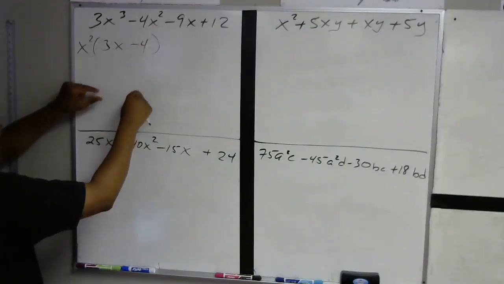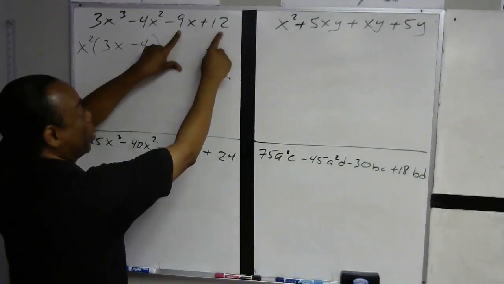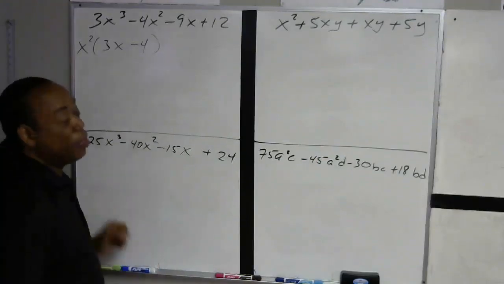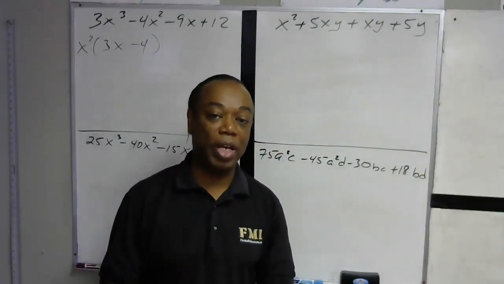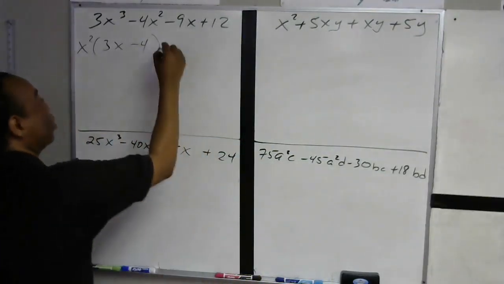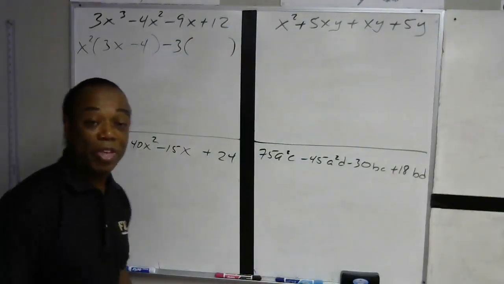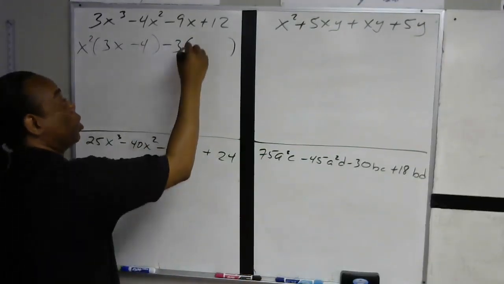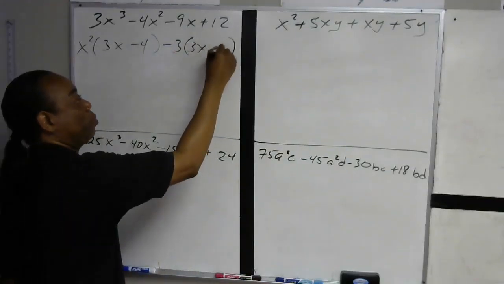Now, here, the GCF between the 9 and the 12 will be a 3. But you see that it leads with a negative. If your problem leads with a negative, your GCF is also negative. So it won't be just 3, it'll be negative 3. So we're going to divide everything by negative 3 and see what we have left. Negative 9x divided by negative 3 leaves 3x, and 12 divided by negative 3 leaves negative 4.